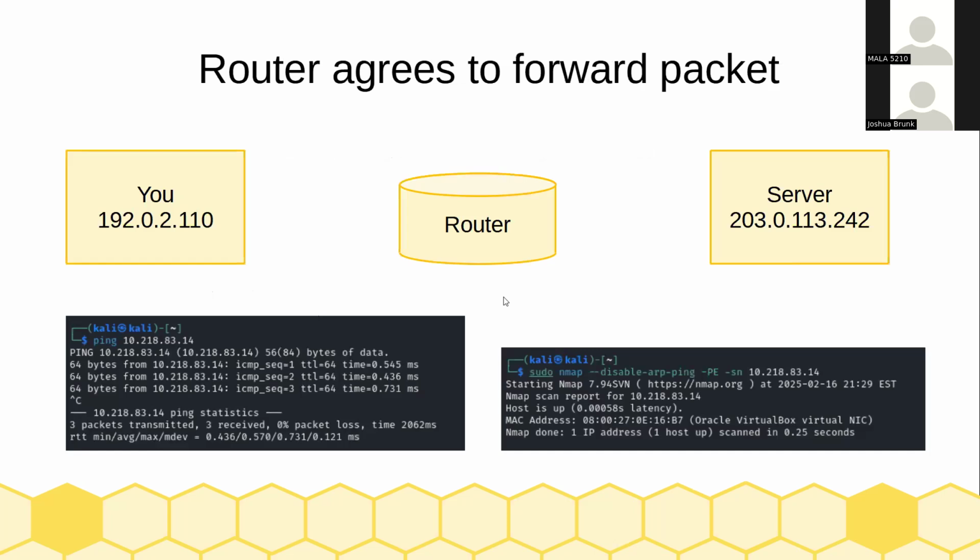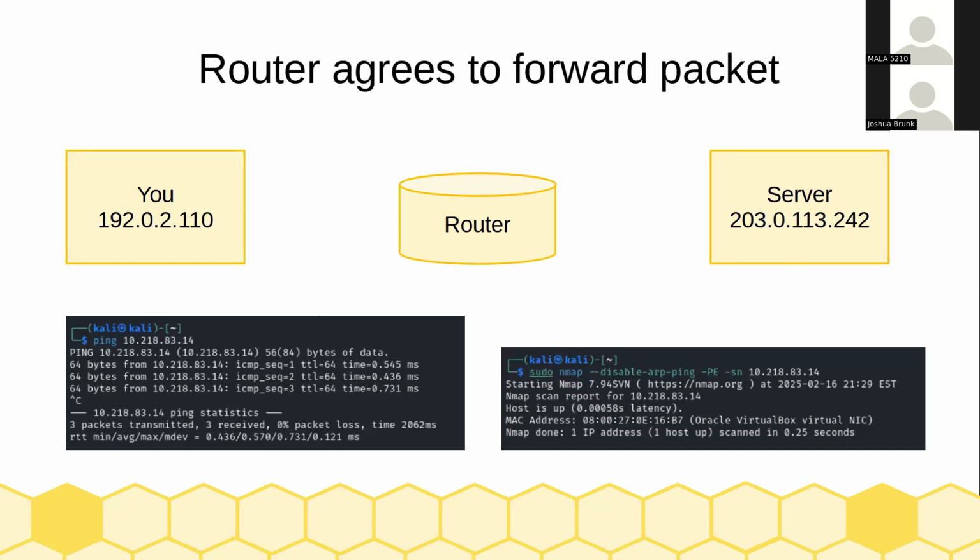So let's do an example of what happens when you send a packet. On the diagram at the top, we'll pretend that your IP address is 192.0.2.110, and you want to send a packet to 203.0.113.242. It's going to go through some number of routers in the middle, and the routers in the middle can choose to do certain things to your request.